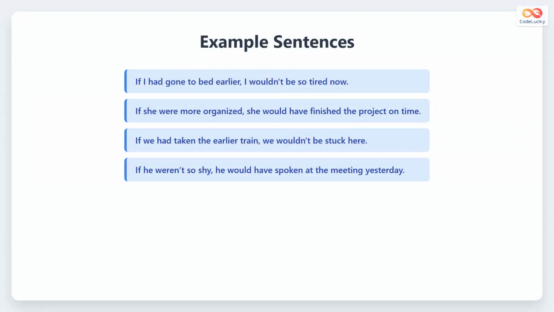If I had gone to bed earlier, I would not be so tired now. Past perfect in the if clause shows the past action. Would plus base verb shows the present result.